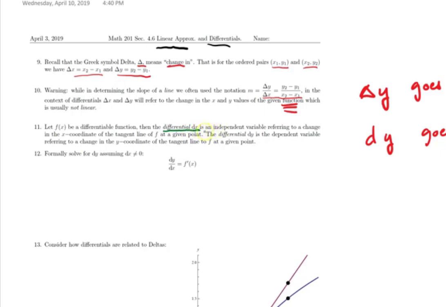Anyway, what you can think of it is it's an independent variable referring to the change in the x coordinate along the tangent line of f at a given point. The differential dy then is an independent variable referring to the change in the y coordinate. This is the key here, on the tangent line of f at a given point. Okay, so I'm going to draw a picture here in just a moment to help clarify this.